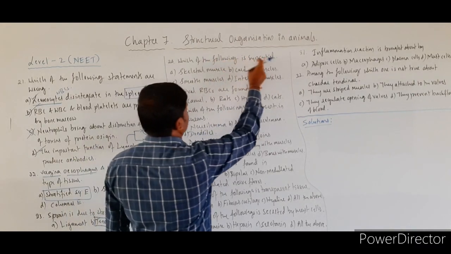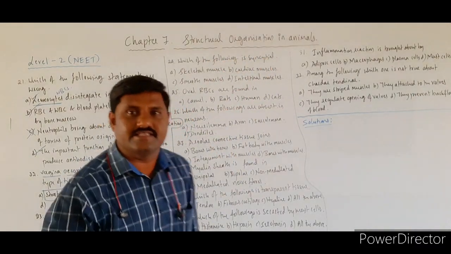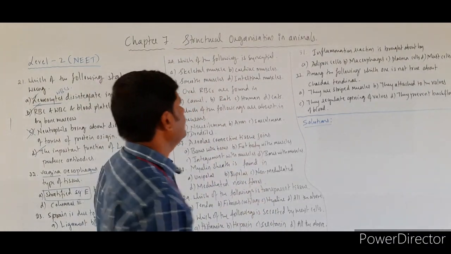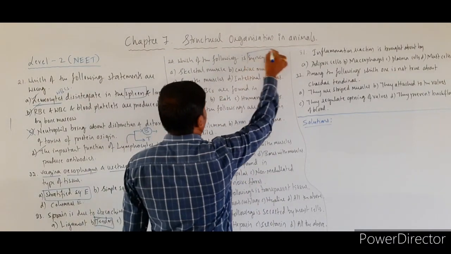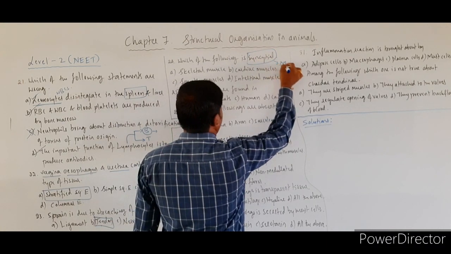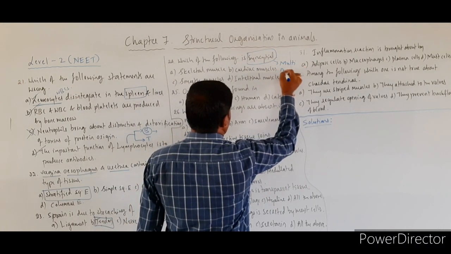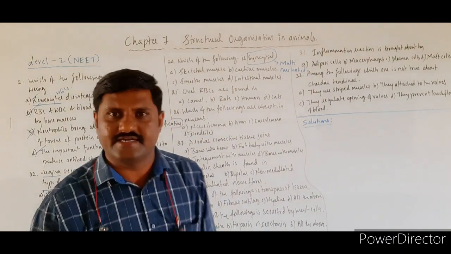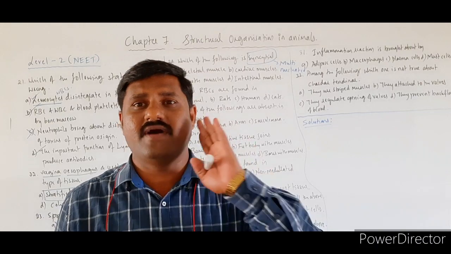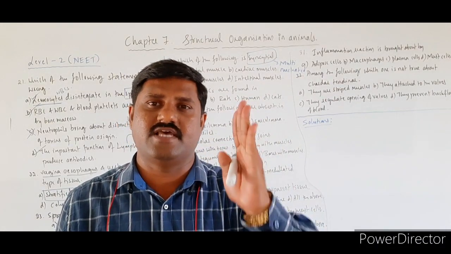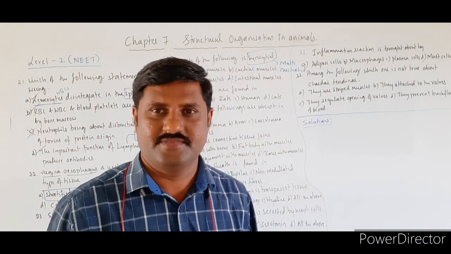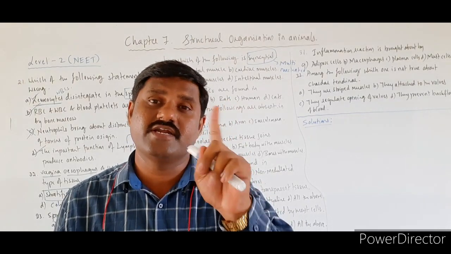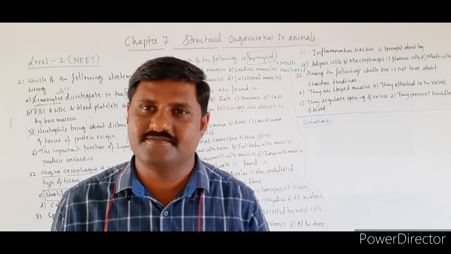Which of the following is syncytial? Remember, the meaning of syncytial is multinucleated. So multinucleated cells, these are. Then imagine yourself what kind of muscles have a multinucleated condition. First one is smooth muscles. They have only one elongated nucleus at the central part of the cell.